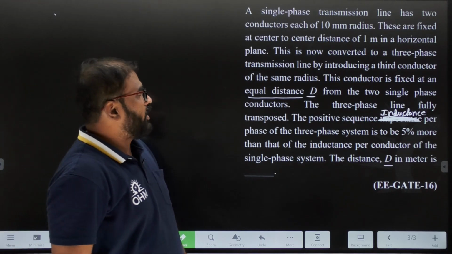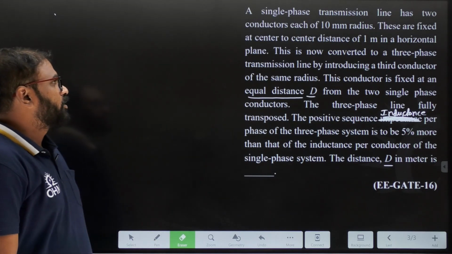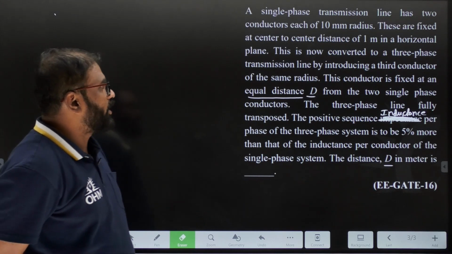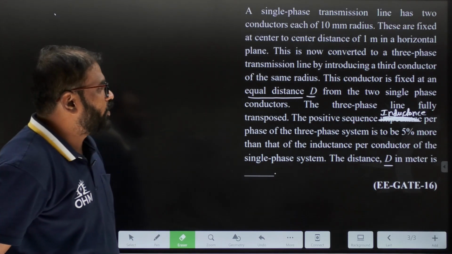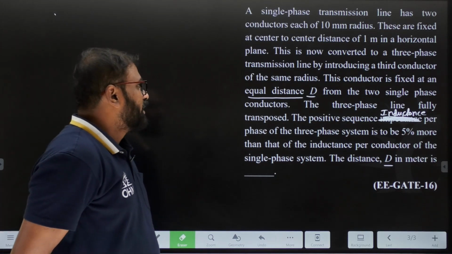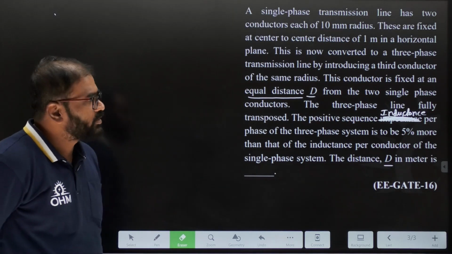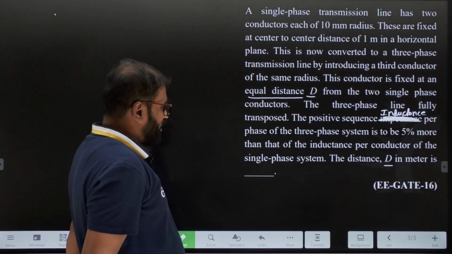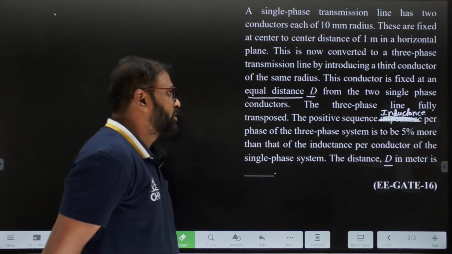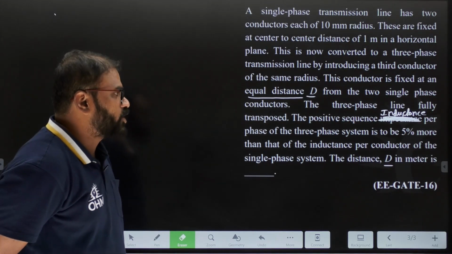A single phase transmission line has two conductors, each of 10 mm radius. These are fixed at center to center distance of 1 meter in a horizontal plane. This is now converted to a three-phase transmission line by introducing a third conductor of same radius. This conductor is fixed at an equal distance d from the two single-phase conductors. The three-phase line is fully transposed.